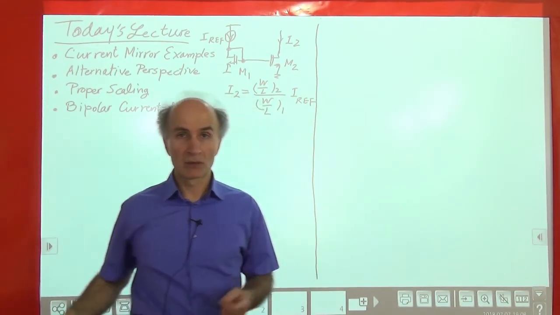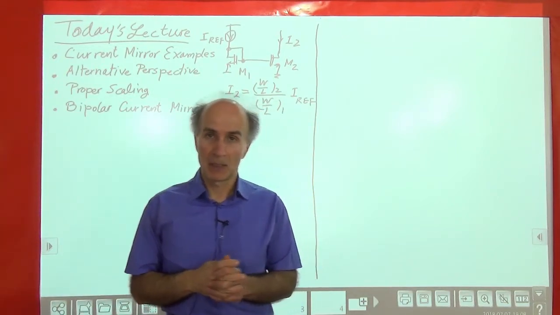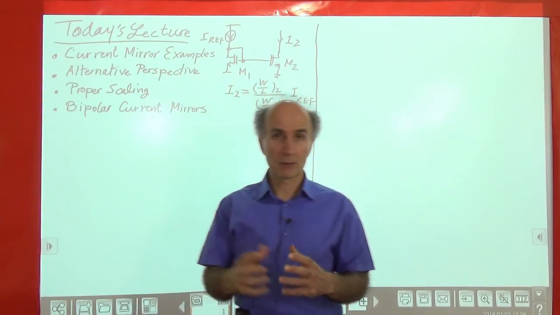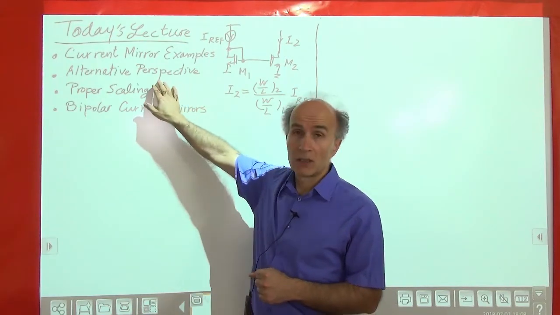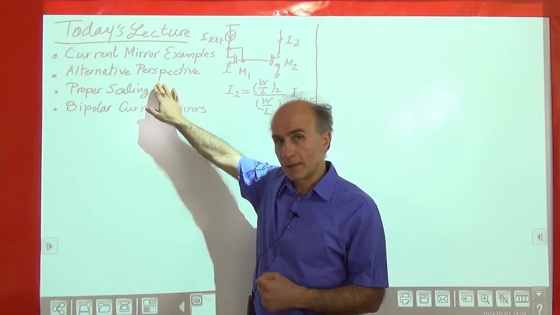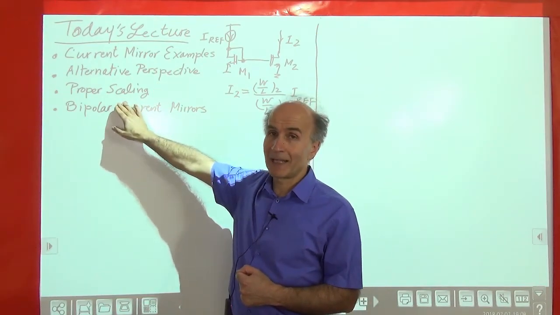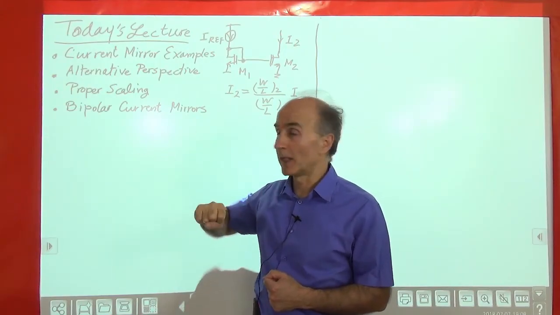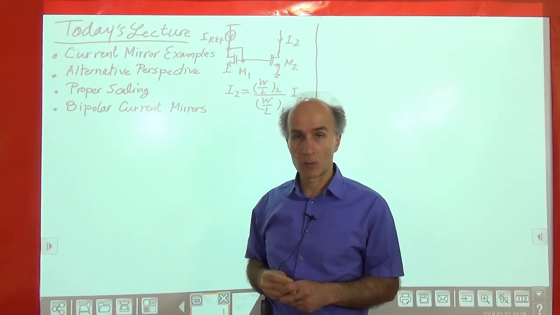Today we will continue to look at current meters and explore some of their interesting properties. In particular, we will go over some examples of current meters and just get comfortable with this topology. And then we'll talk about a different way of thinking about how a current meter operates as opposed to what we did last time. And then talk about the proper scaling within a current meter to make sure that the currents match reasonably well. And then we will extend these ideas to bipolar current meters as well.